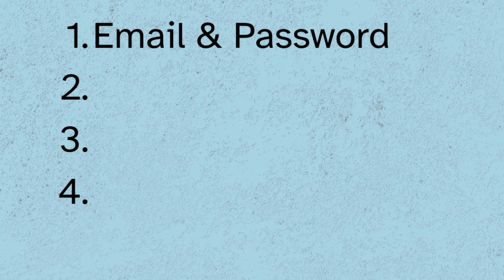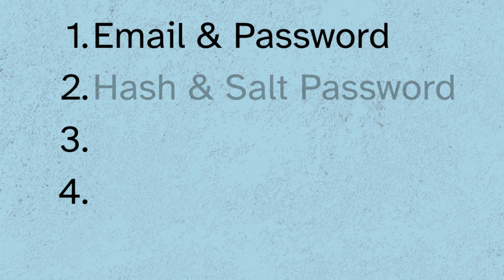The token auth strategy can be broken down into 4 steps. Step 1 is for a user to sign up for an account using email and password. Step 2 is to then hash and salt the password before storing it in the database.